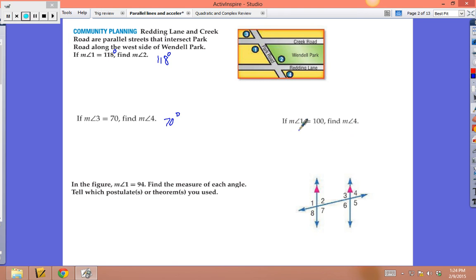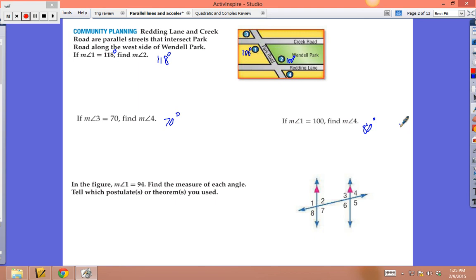And then the last one, if the measure of angle 1 was 100 degrees, now they want you to find 4. Okay, 1 and 2 are congruent, so 2's got to be 100, and then 4 is supplementary with 2 because that's a linear pair, they're on a straight line. Got to add and give you 180, so I've got 100 of it, all I'm missing is 80, so 4 would have to be 80.